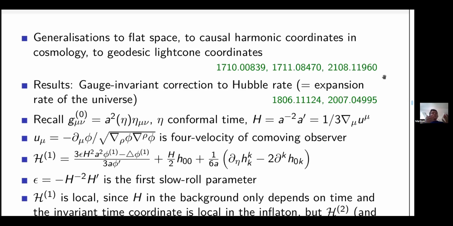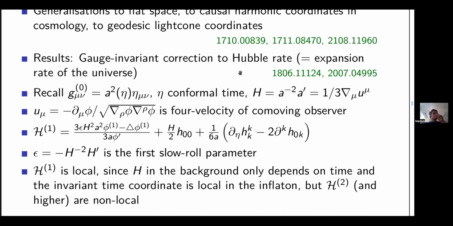And now that we have these observables, one can use them to construct things. And one of the first things that I've been doing, again, together with William, was to compute the correction to the Hubble rate. So the Hubble rate, H, that's the expansion rate of the universe. Our universe is expanding exponentially. And the Hubble rate is the rate with which this exponential expansion progresses.